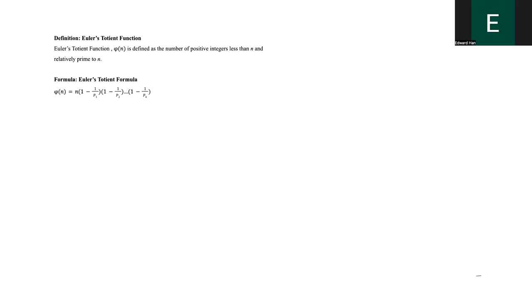Okay, so the Euler totient function is defined as the number of positive integers less than n and relatively prime to n. We denote it phi of n. Just to let you know, phi is a Greek letter and it's written both this way and this way. So if you see it this way, don't be confused. It's the same thing as writing it this way, just in different fonts. That's not the point.